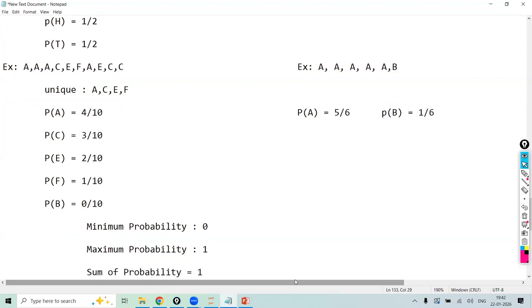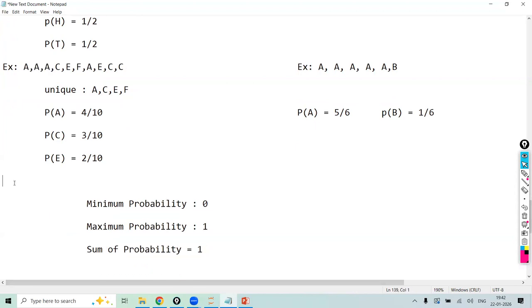Is the point clear? Sir, for example, this is the data, sir. Example 2 only. But I have not calculated for the F. I have calculated only for 3 categories. Then the sum of the probability is 9 by 10, no, sir?